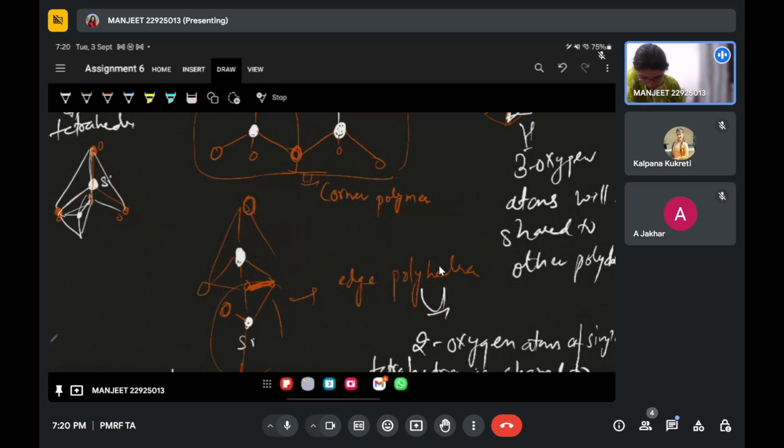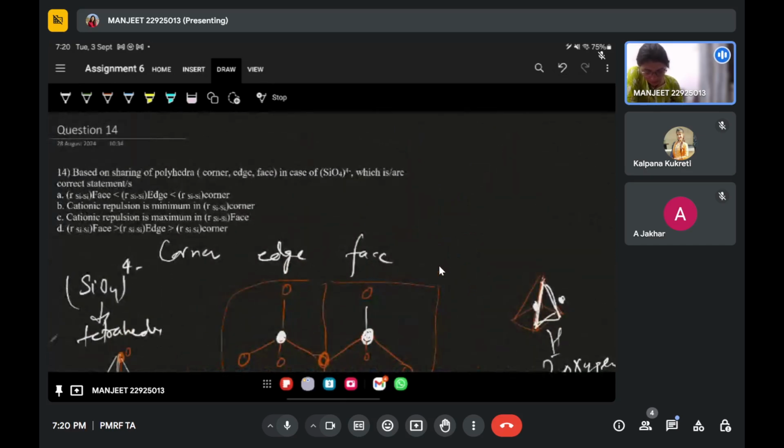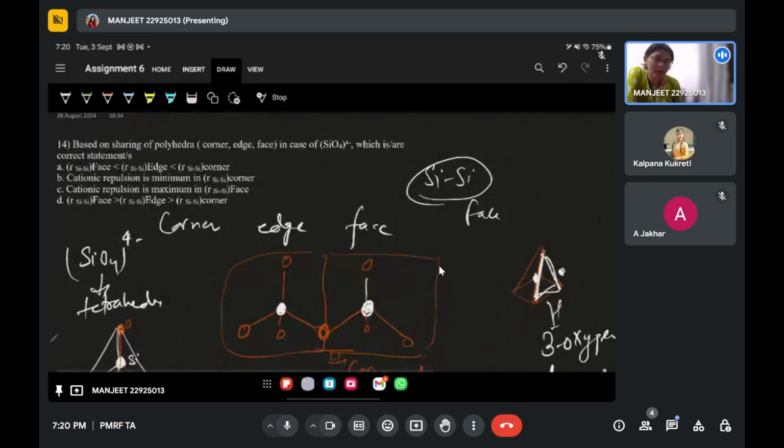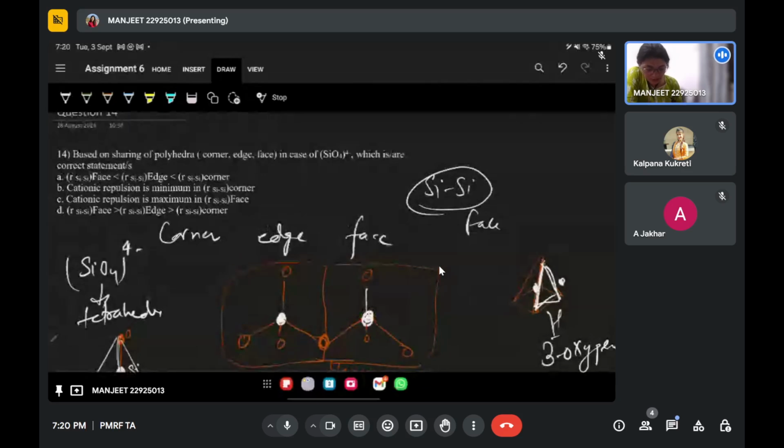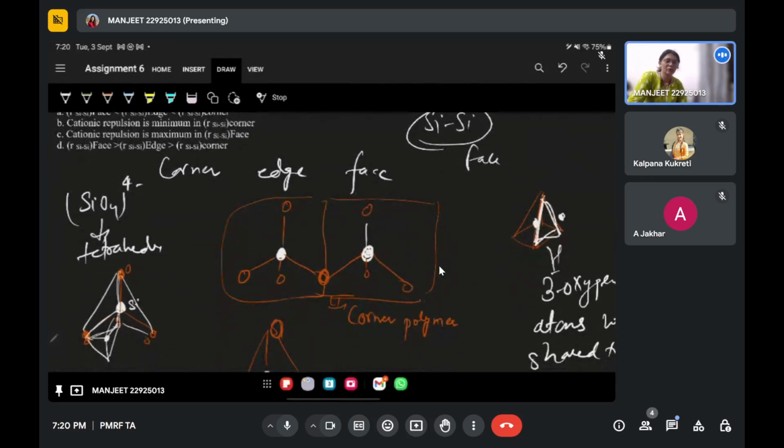So in this one, the face is shared. The distance between the silicon and silicon bond in the face is smaller than the distance between the silicon and silicon bond in the edge, and that is smaller than the R distance in the corner. From this we can see that if we have only connected with the corner one, there is a huge distance between the silicon and silicon.